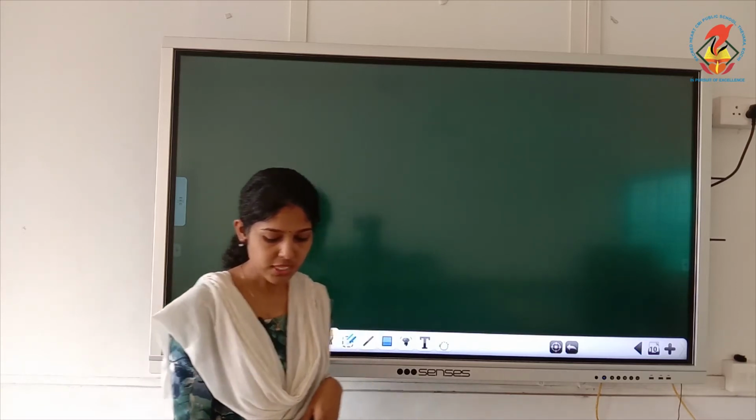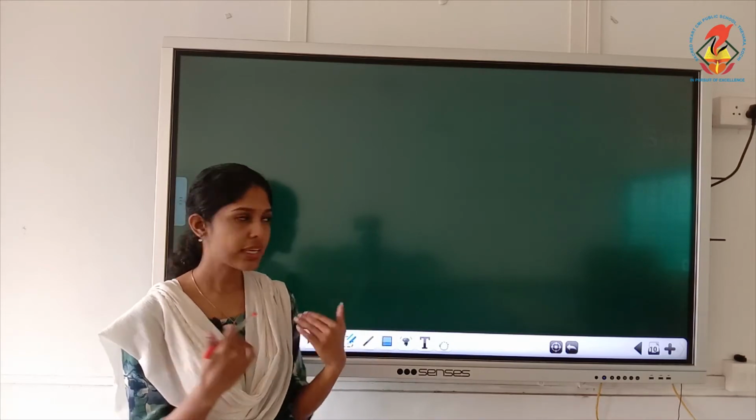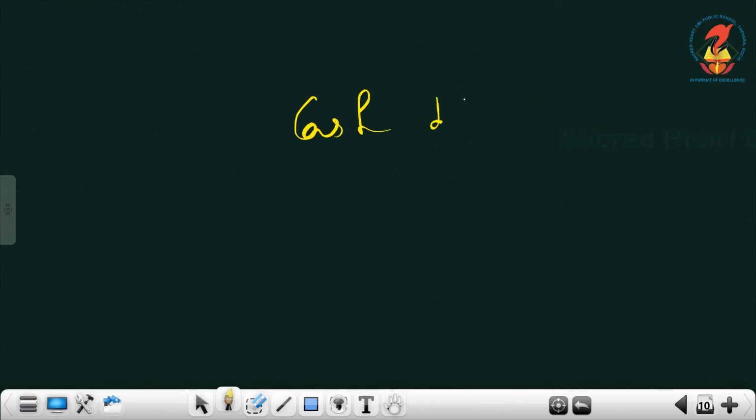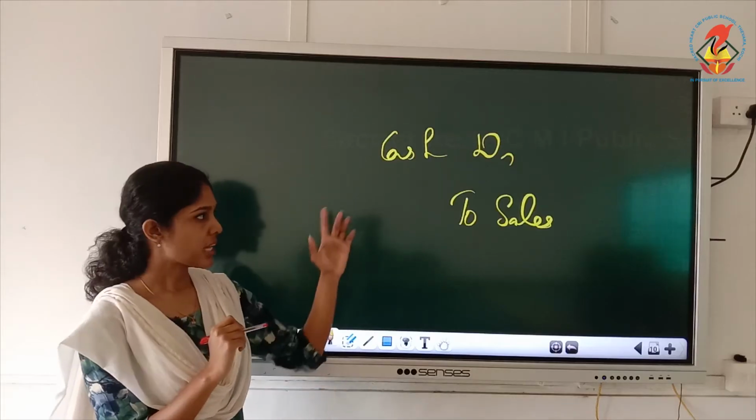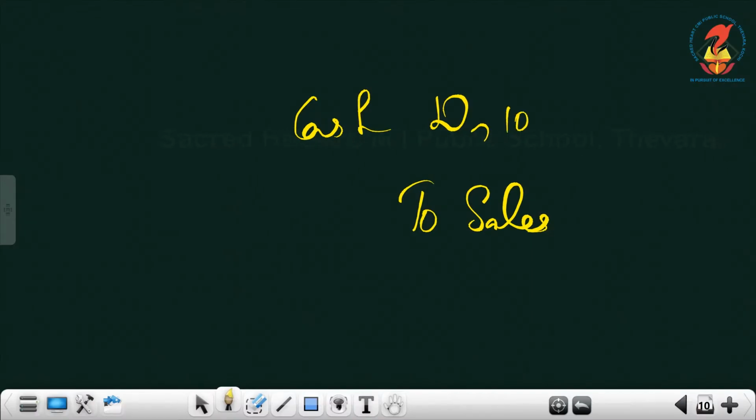We will write the entry. Okay, you are selling goods to Neeraj. What is the basic entry? You will get cash. So you will write cash account debited to sales. This is just for you to understand. Other than that, you don't have to write any entry. How much did you receive in cash? 10,000 you received in cash.